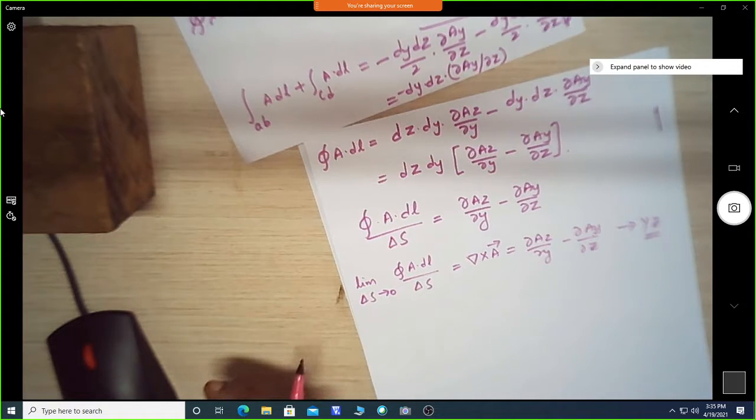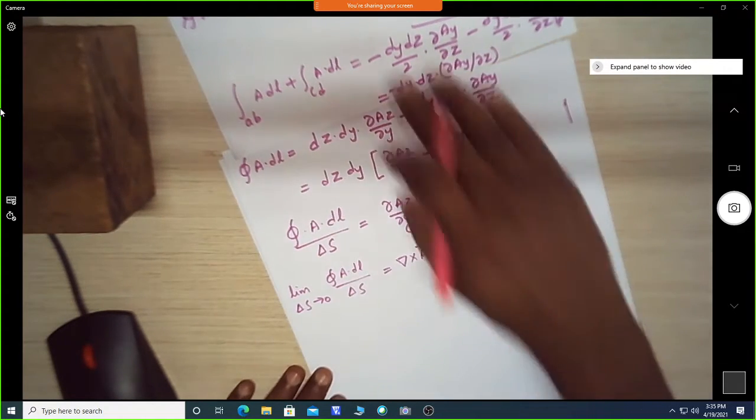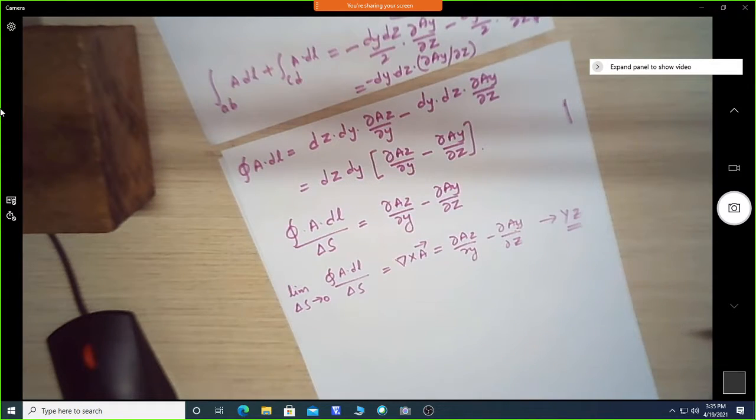In Cartesian coordinates, how many planes are there? Hello, how many unit vectors are there?